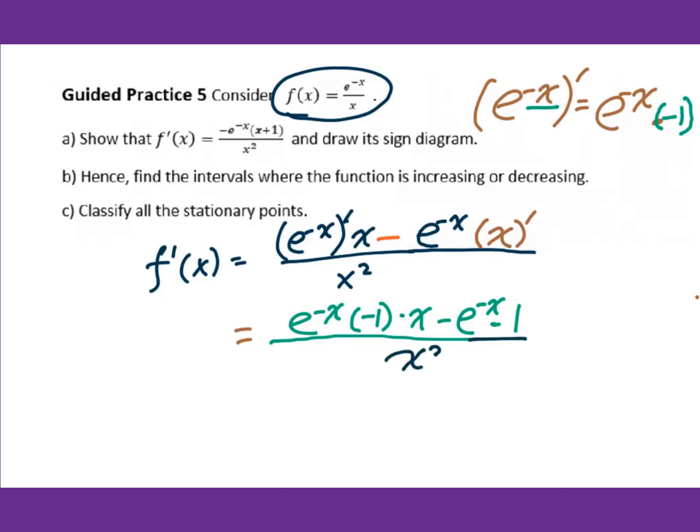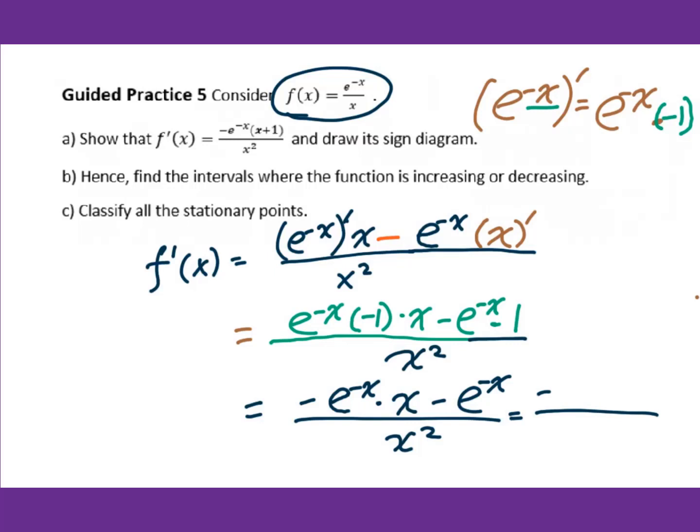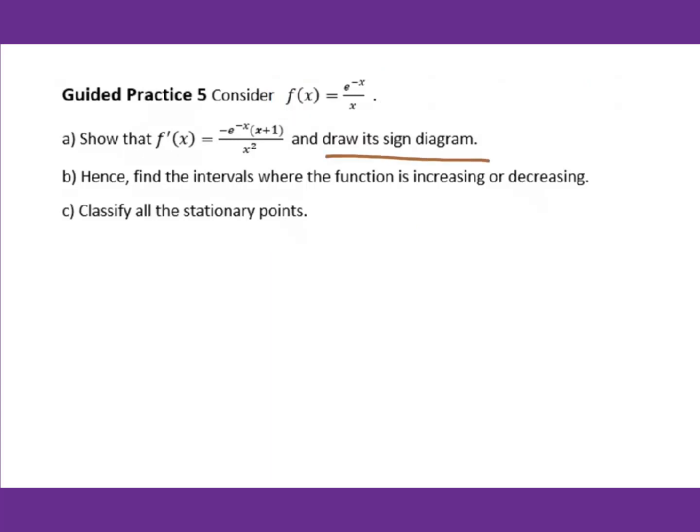over x squared. So we organize. You will get x squared. Negative e to the negative x power times x, minus e to the negative x power. We take a negative e to the negative x power outside, get x plus 1, then over x squared. Then we draw the sign diagram.